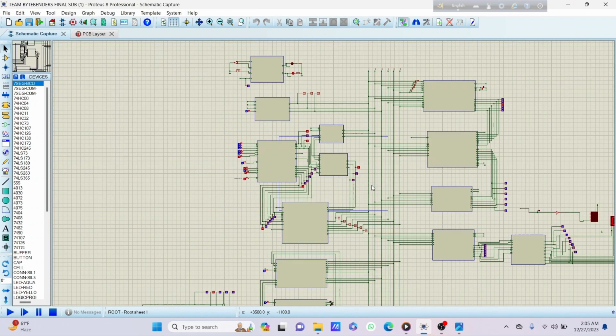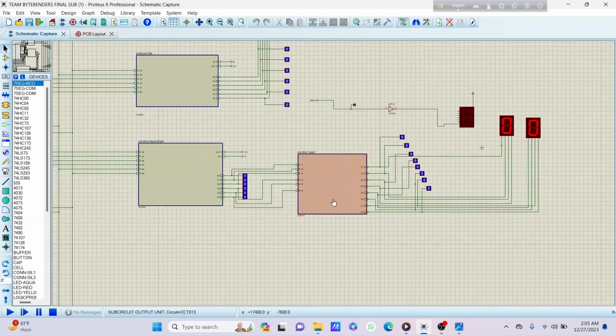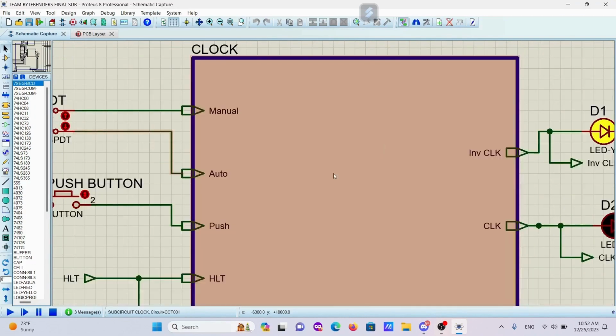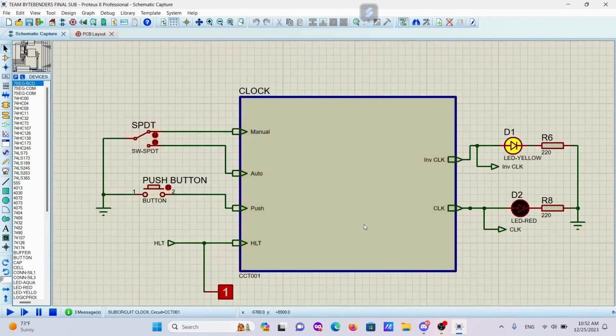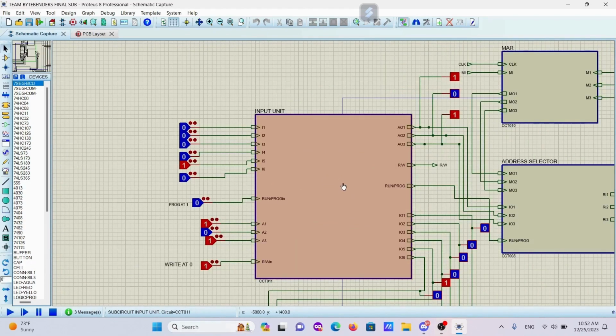And that is how the double dabble method converts a binary number to BCD representation. Running the program, first we will ensure that the clock is at manual mode. Then we will go to the input unit for inputting the data into the RAM. So let's begin simulation, and the proc or run switch should be at 1 state, and for writing the data into the RAM, the read or write switch should be at 0 state.